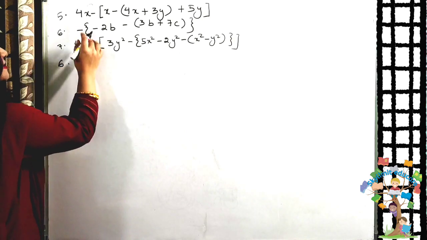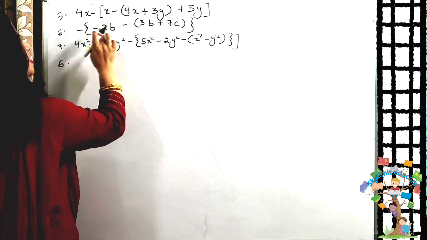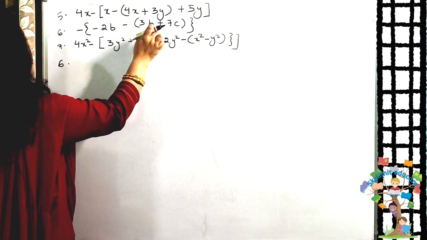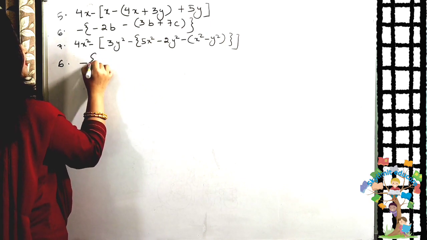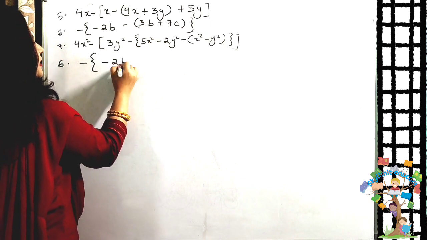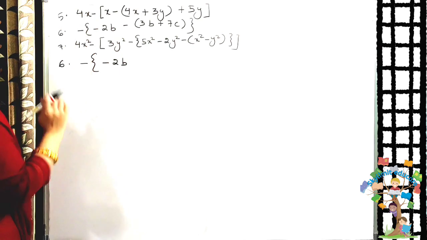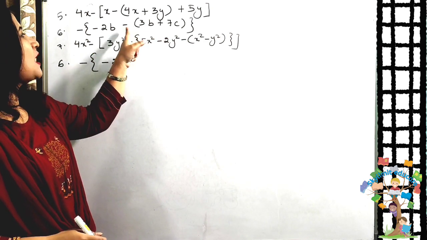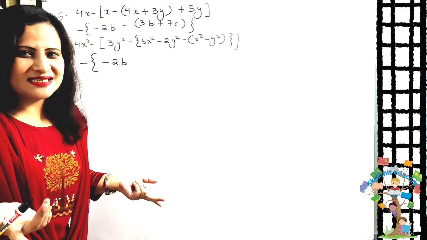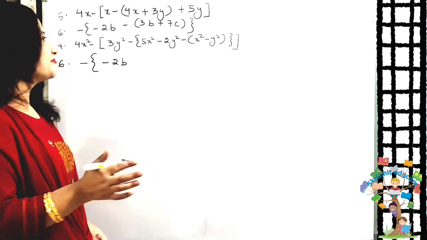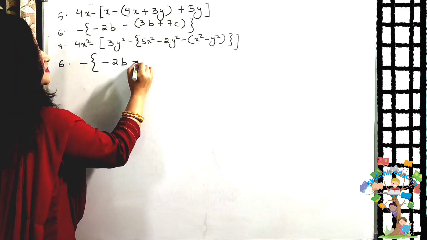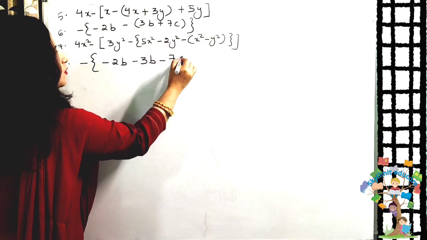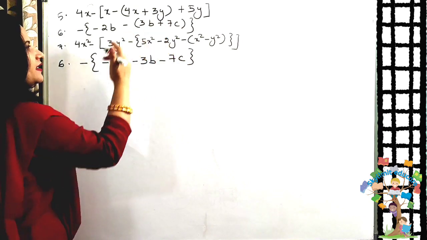Question number 6. Okay, this is question number 6. So now let us first open the common bracket, students. So minus, everything I'll copy down simply. Just up to this much I will copy. Now I have to open the bracket. Inside the bracket 3b plus 7c is there, but outside the bracket there is a minus sign. So everything will change. 3b was positive, becomes negative. 7c is positive, it also becomes negative. Over. Our common bracket is removed.